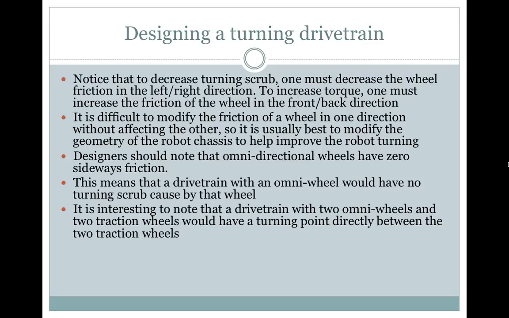Designers should note that omnidirectional wheels have zero sideways friction. This means that a drivetrain with an omni wheel would have no turning scrub caused by that wheel. It is interesting to note that a drivetrain with two omni wheels and two traction wheels would have a turning point directly between the two traction wheels.